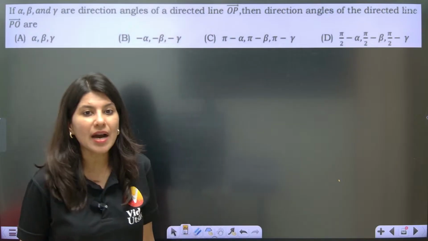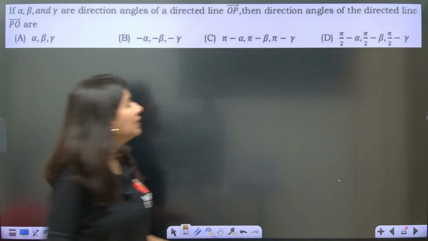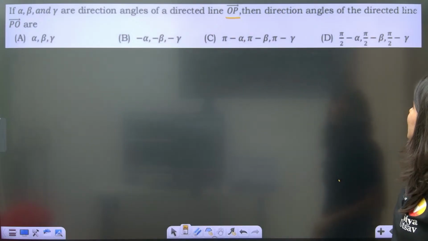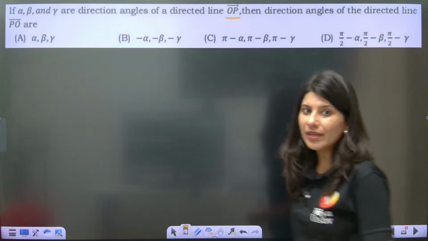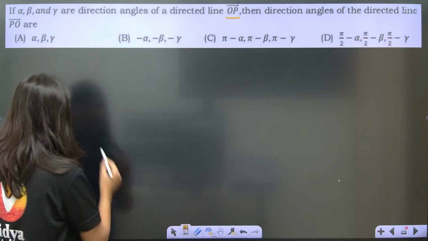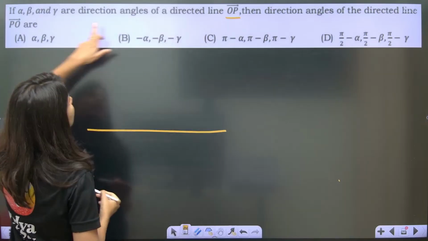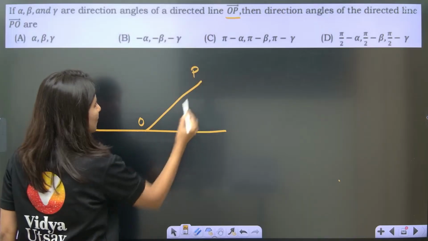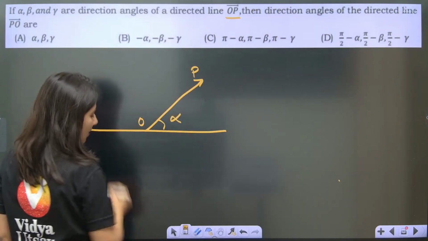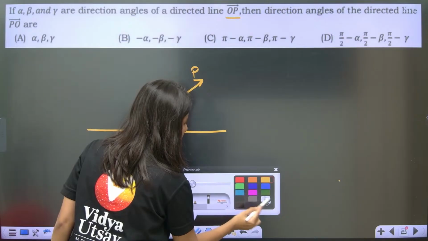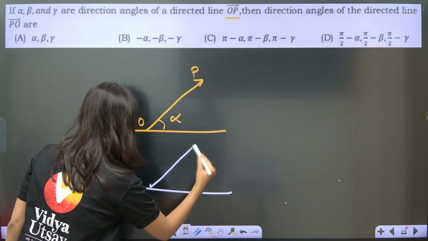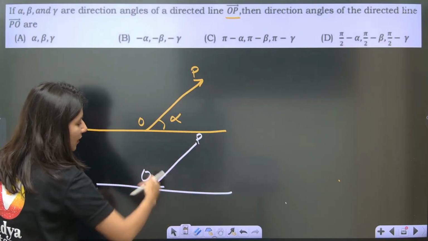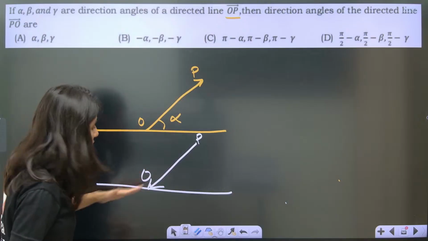Alpha, beta, gamma are the direction angles of a directed line OP. Okay. Then the direction angles of the directed line PO is. Now understand what I am trying to say. Suppose you are having this line. Now direction angles of OP. So this is O, first point P. So OP is making an angle of alpha. If I talk about PO, right, now I'm going to do the same diagram but with this PO. So PO will be directed towards this. Now what angle is this PO making with this?